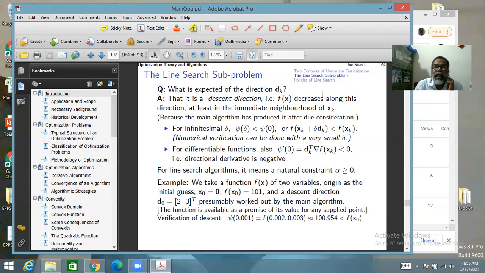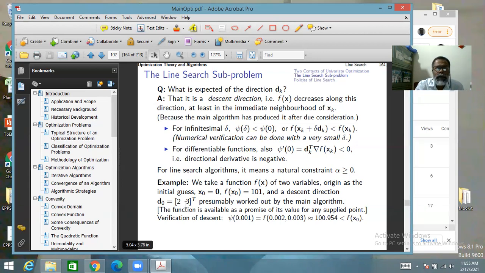So rather than xk, we are just taking x0. Okay, I mean, it's equivalent. So we start from the origin, where the function value happens to be 101, and a descent direction (2, 3). So 2 along x1, 3 along x2. So this is the direction. You see, it doesn't have unit magnitude. And this direction apparently has been worked out by the main algorithm as a descent direction.